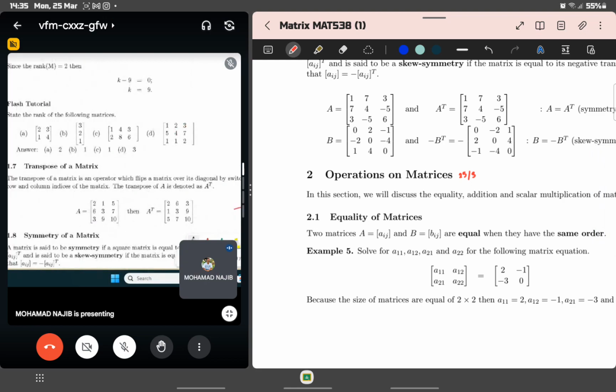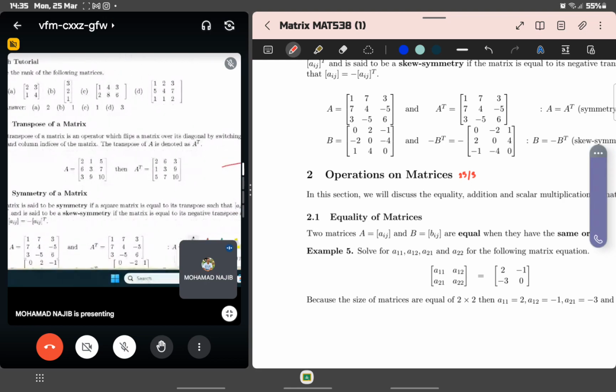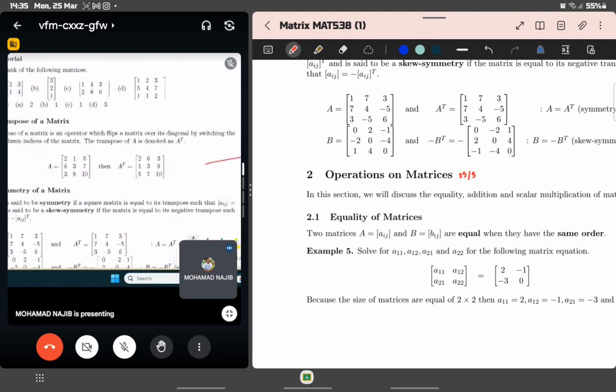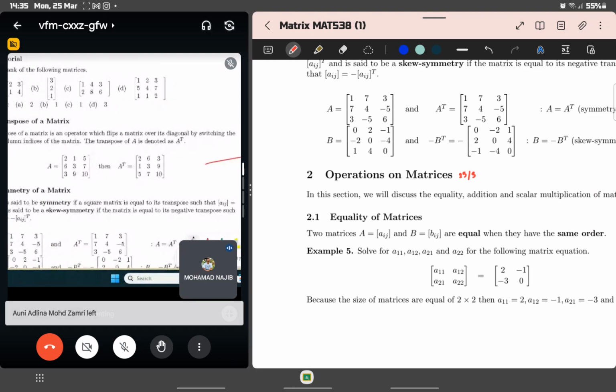We continue our discussion on the next topic. For today's class, we will start 1.7.